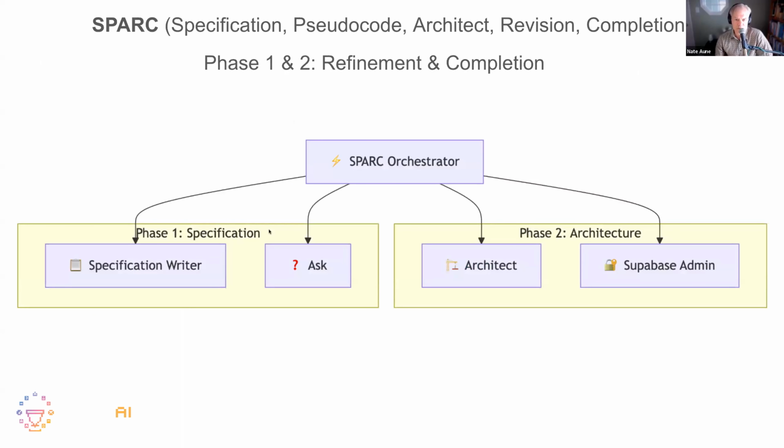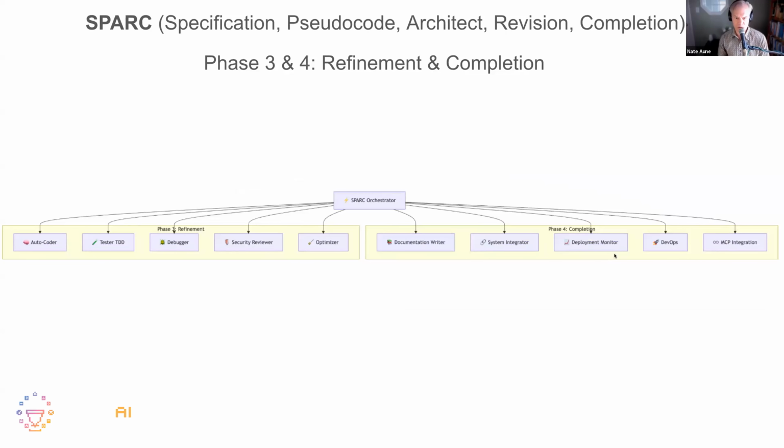So how does SPARC work? Well, you basically have this orchestrator. This is that boomerang task thing, if we're talking about RooCode, an orchestrator that goes through these different phases. And for each phase, it has different modes. These blue boxes are different modes within RooCode. So there's a spec writer, there's an ask mode. There's an architect and a Supabase admin in the first two phases. And then you have the refinement phase, so coders, testers, debuggers, security reviewers, optimizers. And then the completion phase, you have documentation writer, system integrator, deployment monitor, DevOps, and then MCP integration.